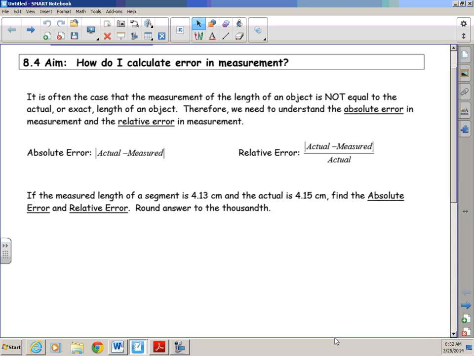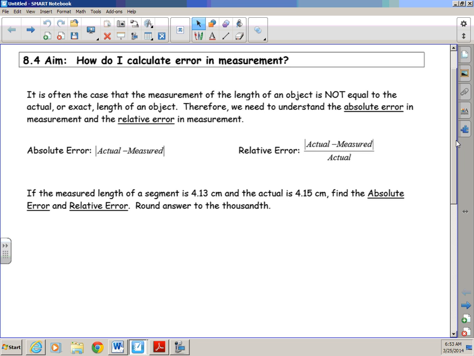The last topic in this very short unit is calculating error in measurement. It's a concept that's very similar to figuring out the percentage change. What we're talking about is what percent we are off when we compare the actual measurement of something to the measured amount, which may be off a little bit because you're doing something by hand that may not be 100% accurate.